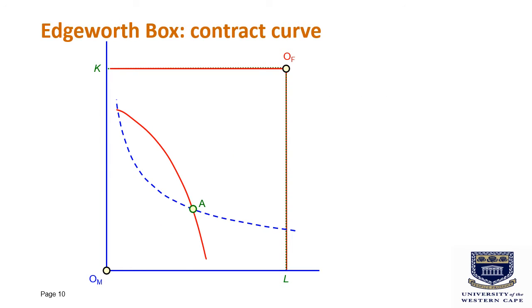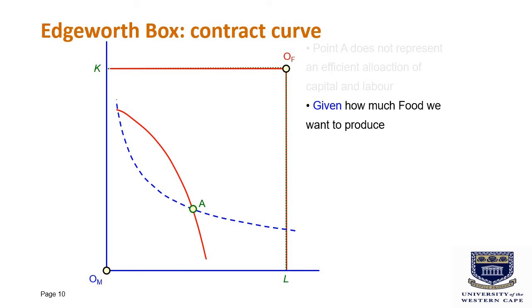So we have the issue. Point A, unfortunately, is not an efficient allocation of inputs. The amount of capital and labor used at point A can be better used to actually produce more in both or in either sector.